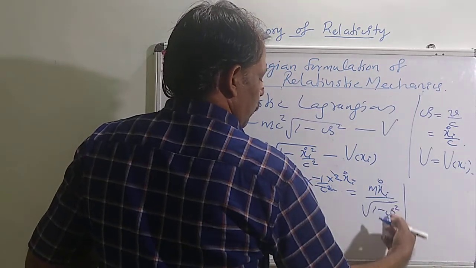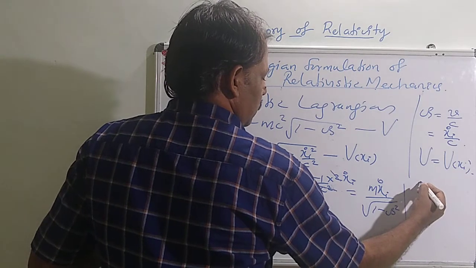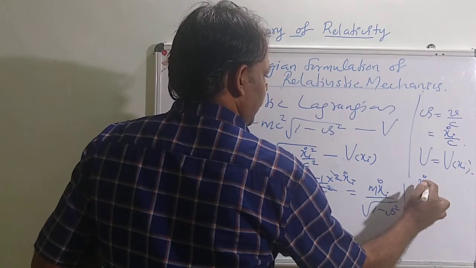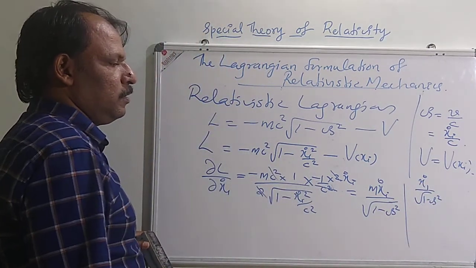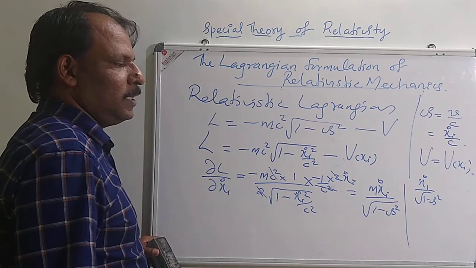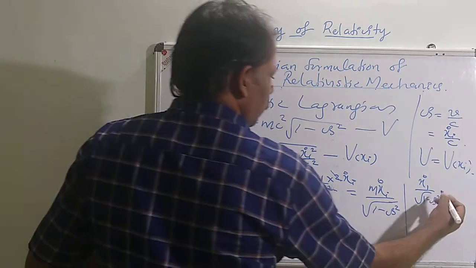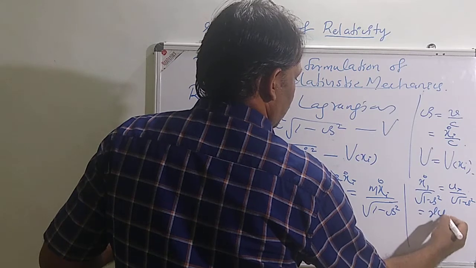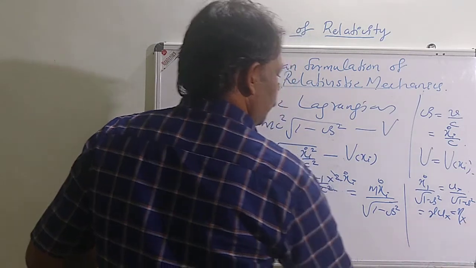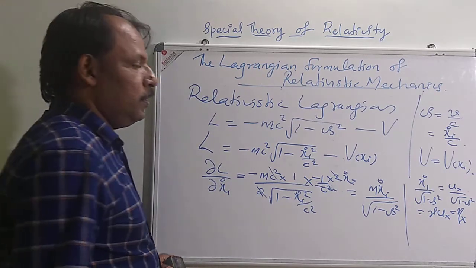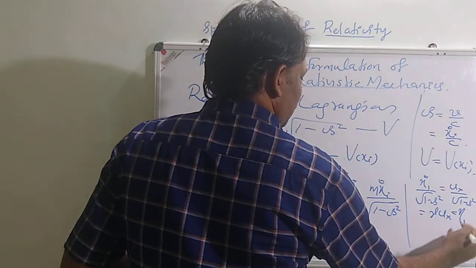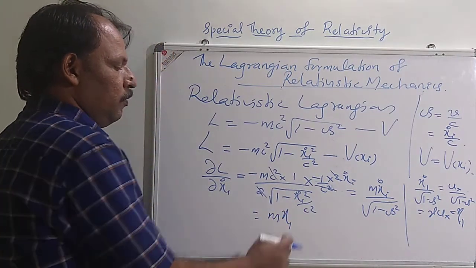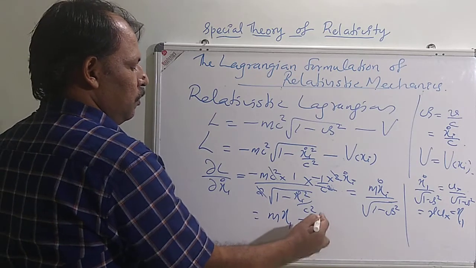So this is xi dot by root of 1 minus beta square. If I take the first component, then x1 dot by root of 1 minus beta square. x1 dot is x dot, which is ux. So it will be ux by root of 1 minus beta square, or gamma ux. Gamma ux is the first component of 4 velocity, which we have taken as eta 1. So this is simply m into eta 1, mass into 4 velocity, which is equal to momentum.